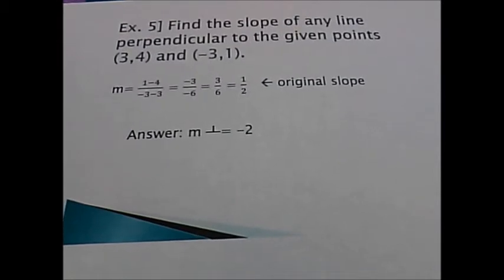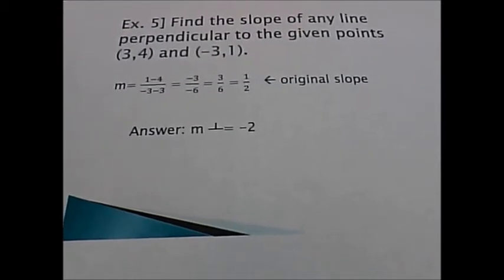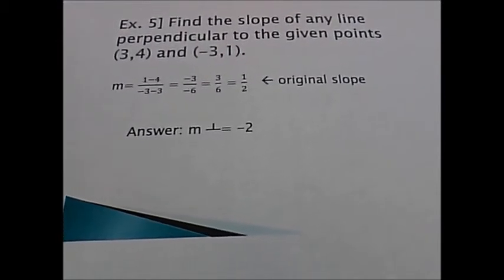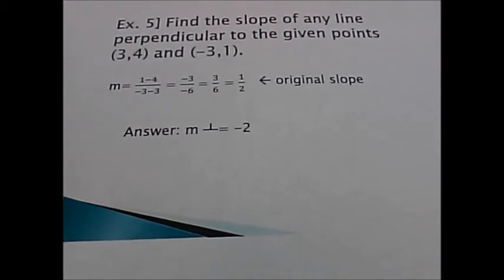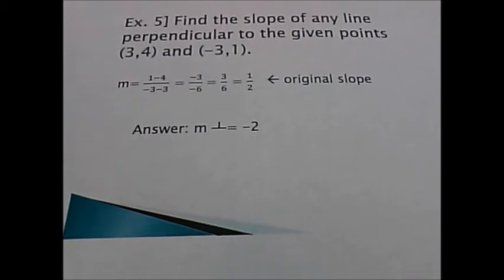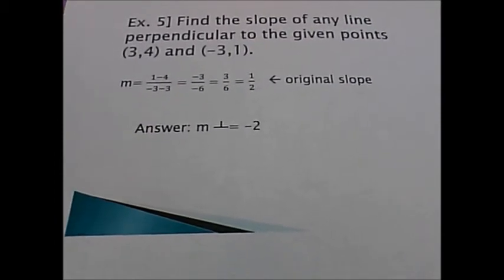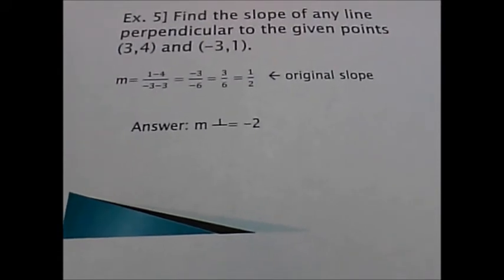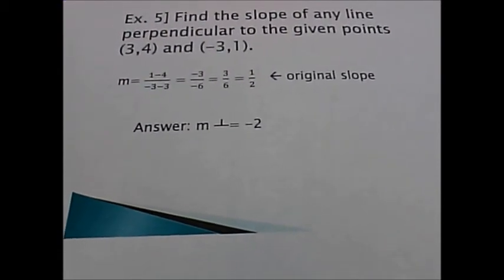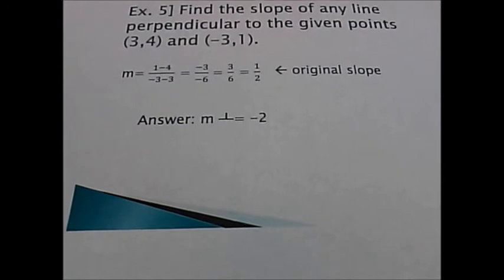And after the original slope, once you do the opposite reciprocal, the answer will be m is perpendicular to negative 2, because it's going to be the opposite and the reciprocal of 1/2. And that will leave you with the answer of negative 2.